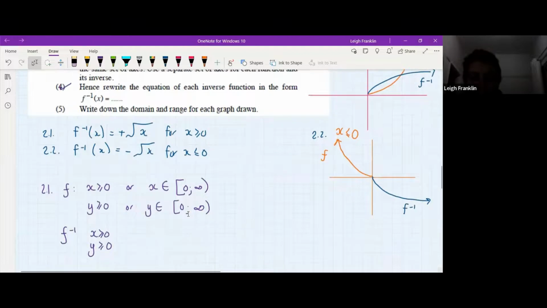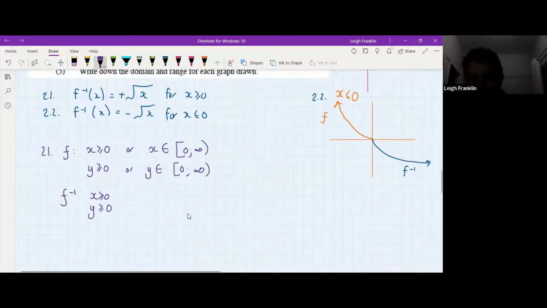Okay, for 2.2, let's put that underneath here. Let's first talk about our original function. Here we would say that x is smaller than or equal to 0. And as far as our domain is concerned, we would say that y is greater than or equal to 0. Is everybody happy with that? Because the graph starts here at 0 and just continues to get bigger.